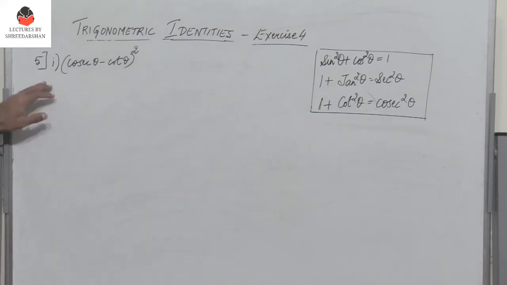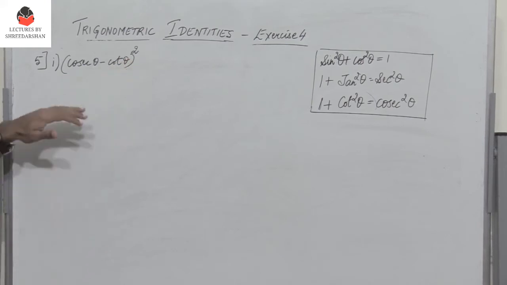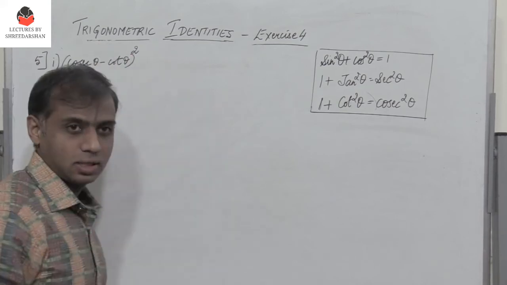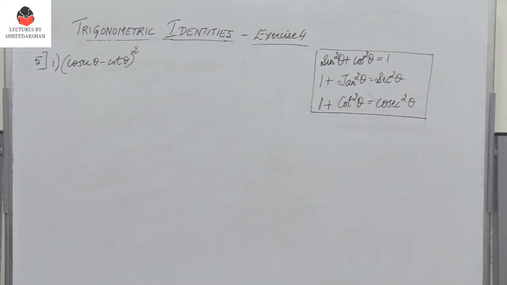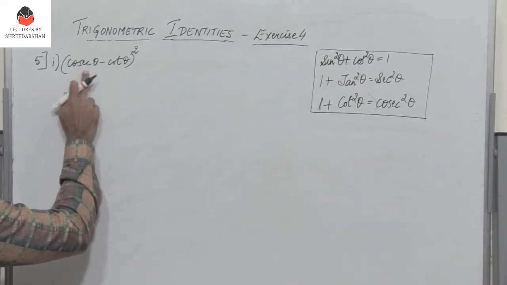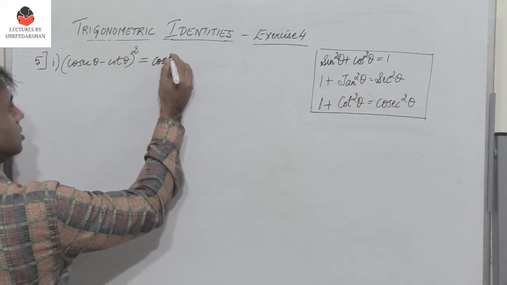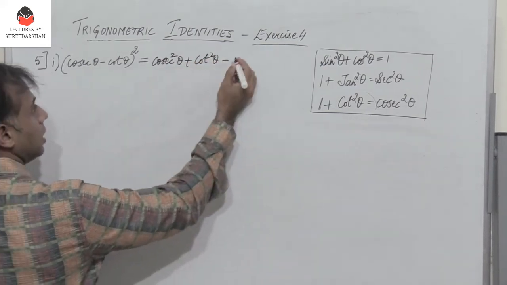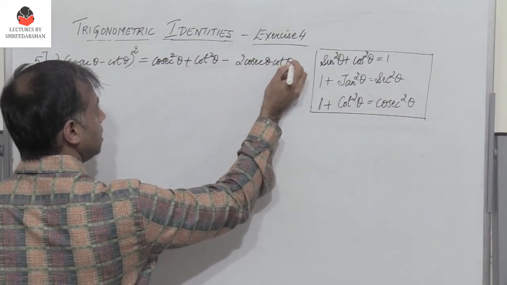So here, problem 5, I have (cosecant theta minus cot theta) the whole square, and I have to prove that this is equal to (1 minus cos theta) divided by (1 plus cos theta). That is given in the textbook, so I have to prove this. First, this is of the form (a minus b) the whole square, so let me expand this. I have cosecant square theta plus cot square theta minus 2 cosecant theta cot theta.